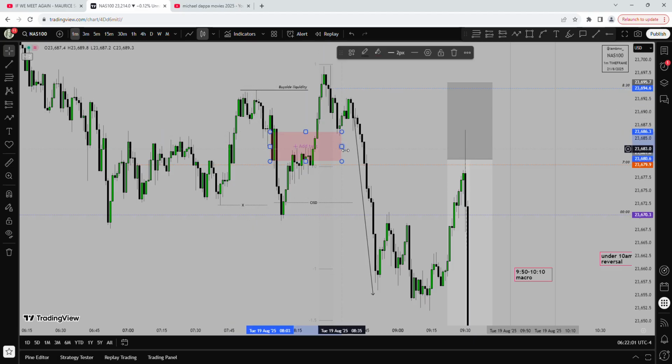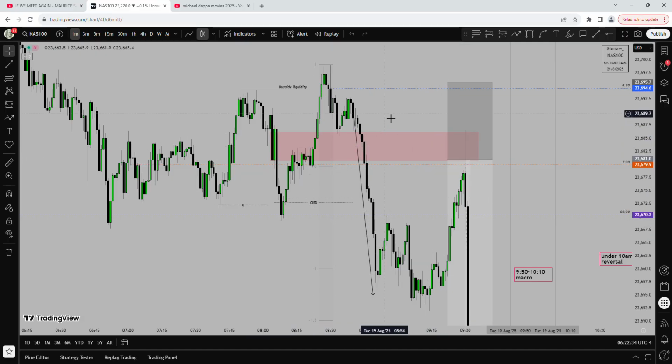So I was waiting for it to get invalidated, creating an FVG and as well displacing through this 5 minute order block, creating a CISD and a market structure shift. Okay, I'll repeat myself. I was waiting for this breaker block to get invalidated, displacing through it and also creating a CISD, creating alongside it an FVG, and that was exactly what happened.